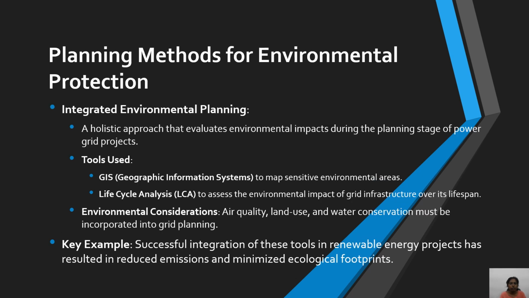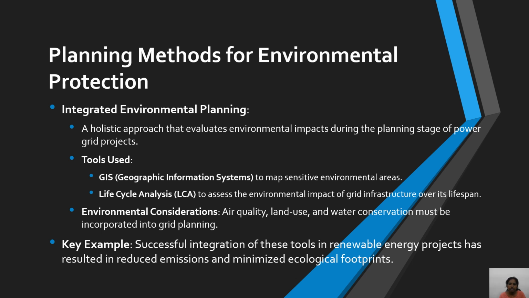Planning methods for environmental protection. Integrated environmental planning. This is a holistic approach that evaluates environmental impacts during the planning stage of power grid projects. Tools used: Geographical Information System to map sensitive environmental areas.